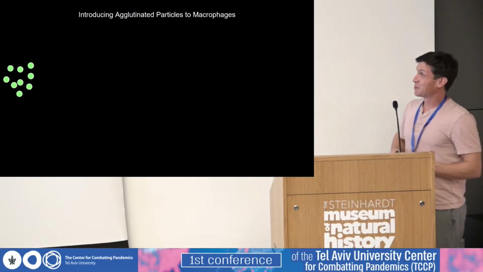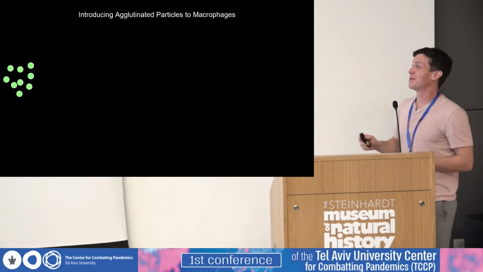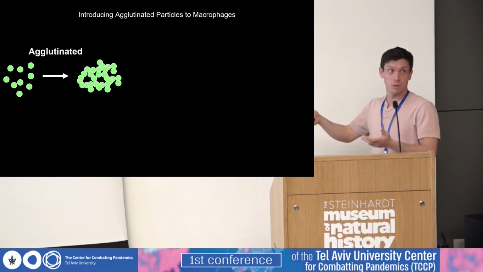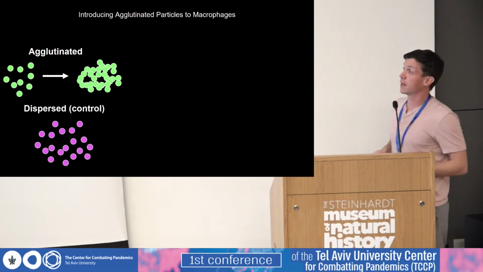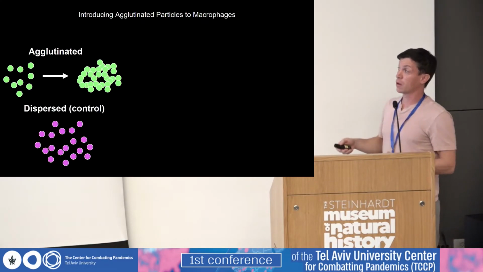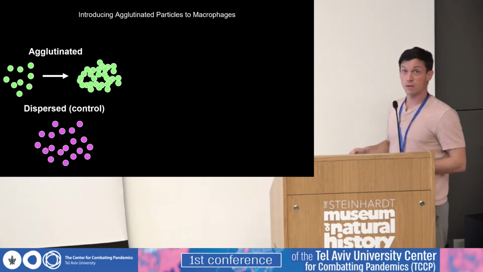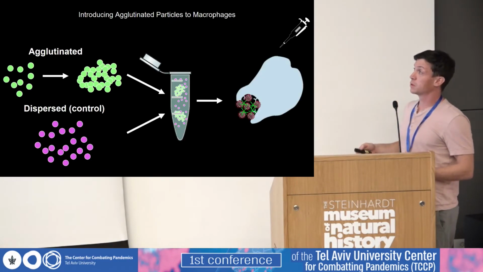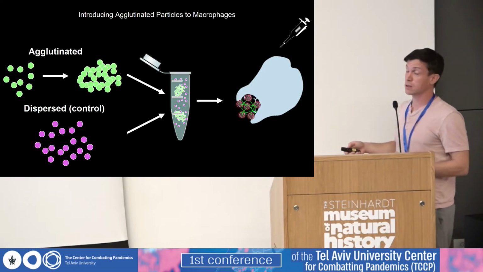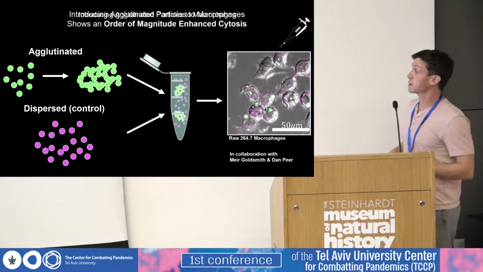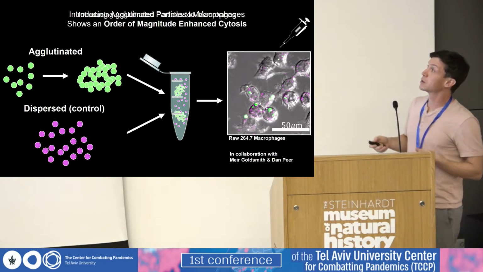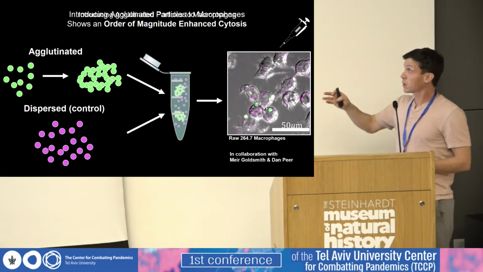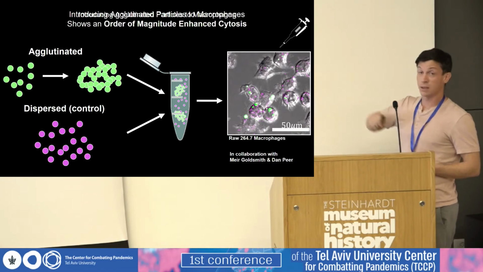So I promised experiments not just with myself. So we did that. We created model particles and we agglutinated them. We also made a control of a dispersed suspension of particles. These were 200 nanometer particles. We mixed them in solution and introduced them to macrophages from a mouse cell line. And we saw over an order of magnitude increased cytosis of the agglutinated particles.